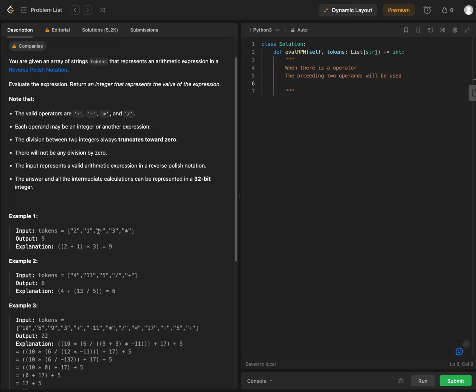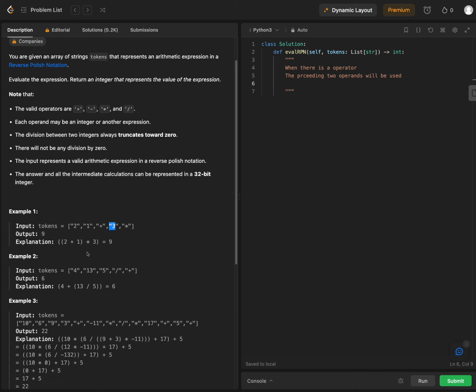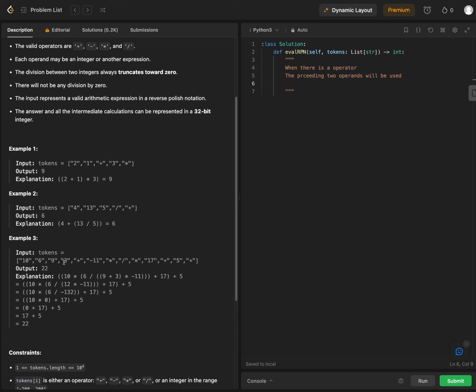And then here we have 2 plus 1, and this is all done. And then we have 3, which is an operand. We ignore it, and then we come to multiply, which is an operator. Operator will use the previous operand and the previous operand. So this operator will be 3 multiplied by this expression, which is 2 plus 1. Yeah, I guess that's pretty much it.